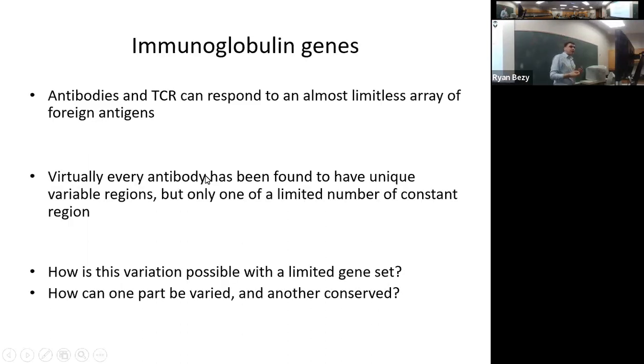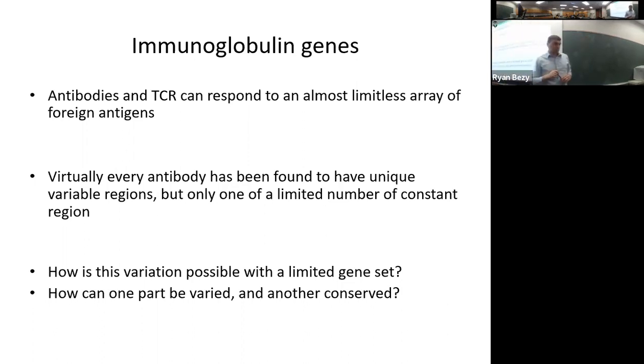Okay, so antibodies and T cell receptors, those are the big antigen sensing things in our adaptive immune system. They can respond to a limitless array of foreign antigens. Virtually every antibody that's been found has a unique variable region. So no two snowflakes are alike type of situation. But only one of a limited number of constant regions, the whole IgM, D, G, E, A.